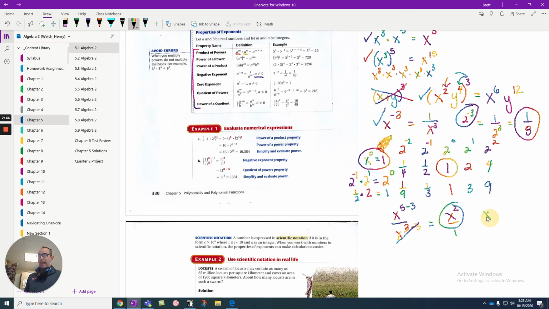Conversely, if I had x to the third over x to the seventh, because 3 is my smaller value, I want to remove it by subtraction, and that becomes x to the 0 over x to the 4th. But I know x to the 0 is really a 1, so I would get 1 over x to the 4th.